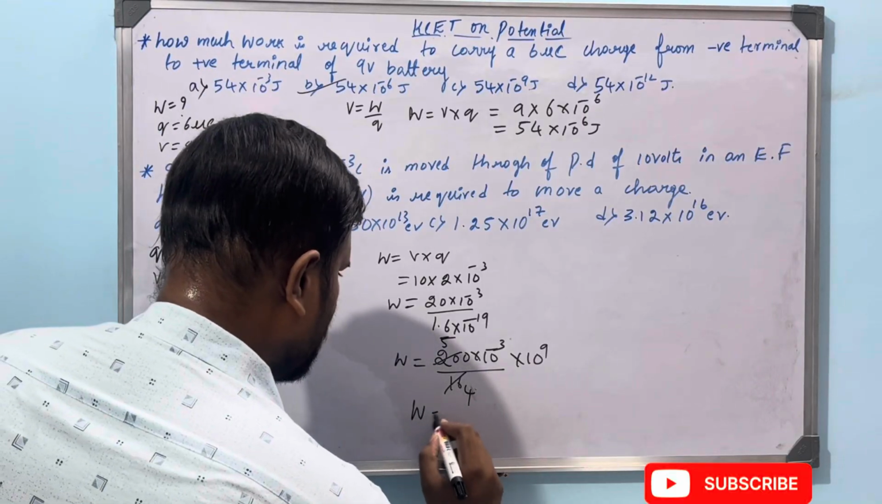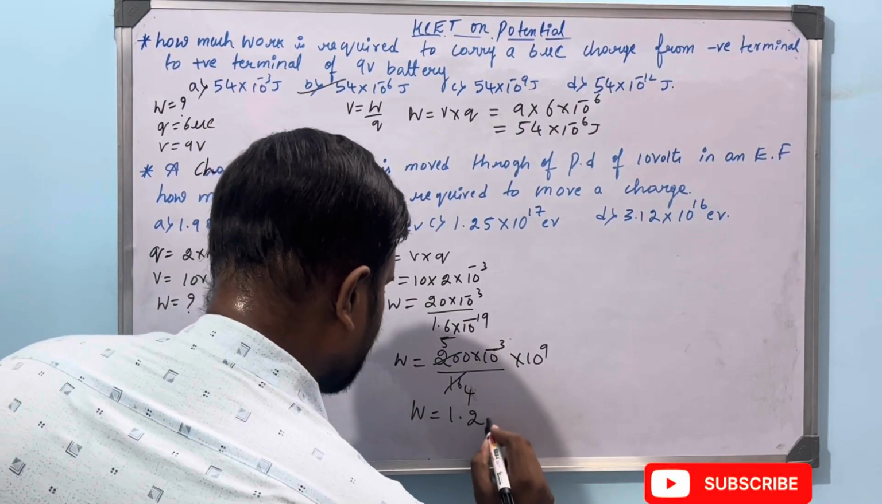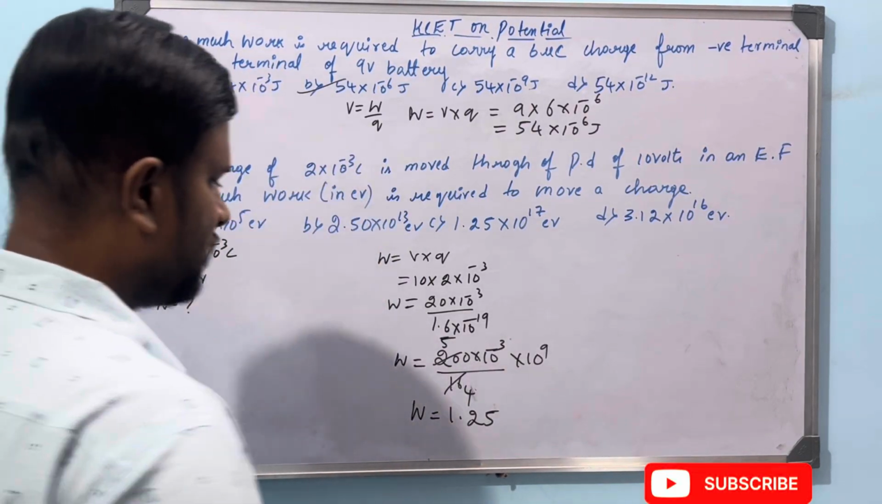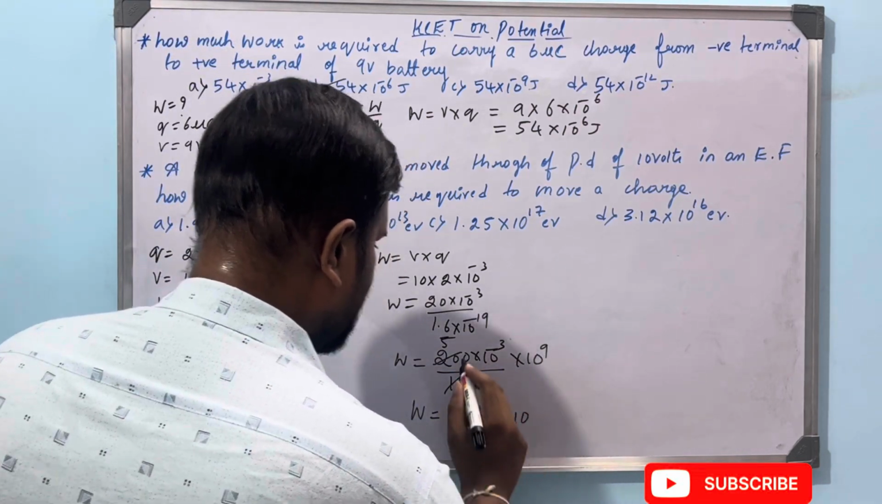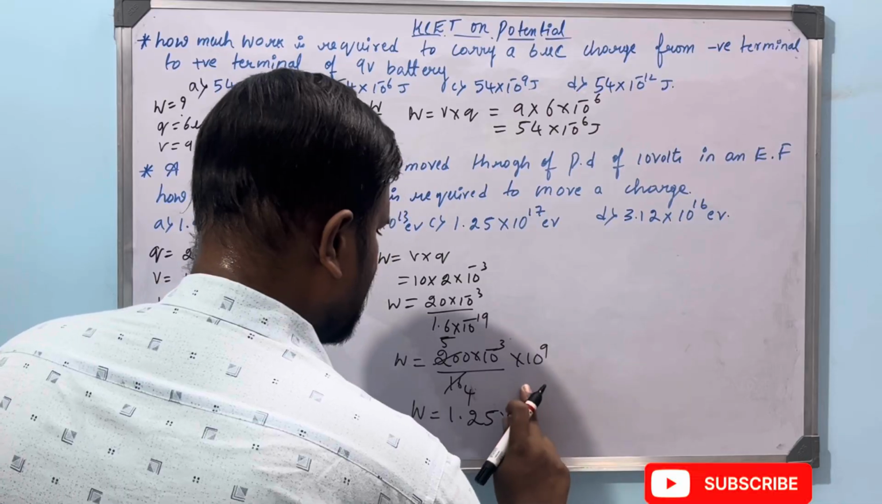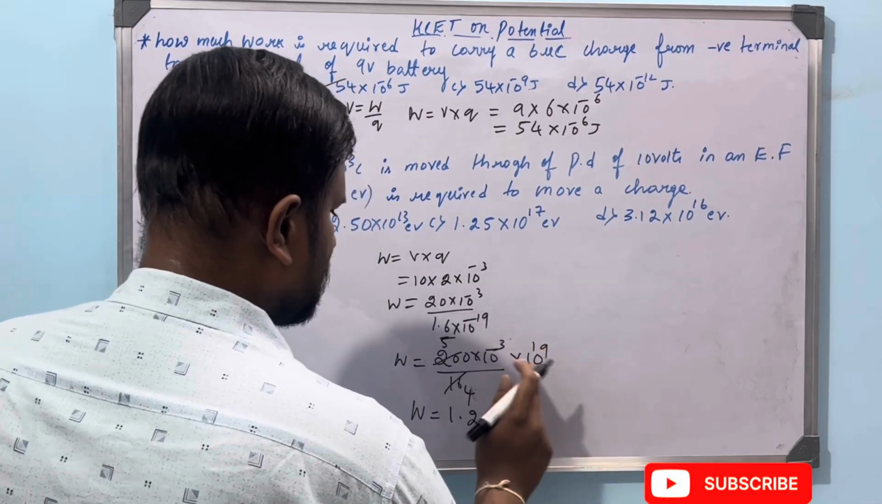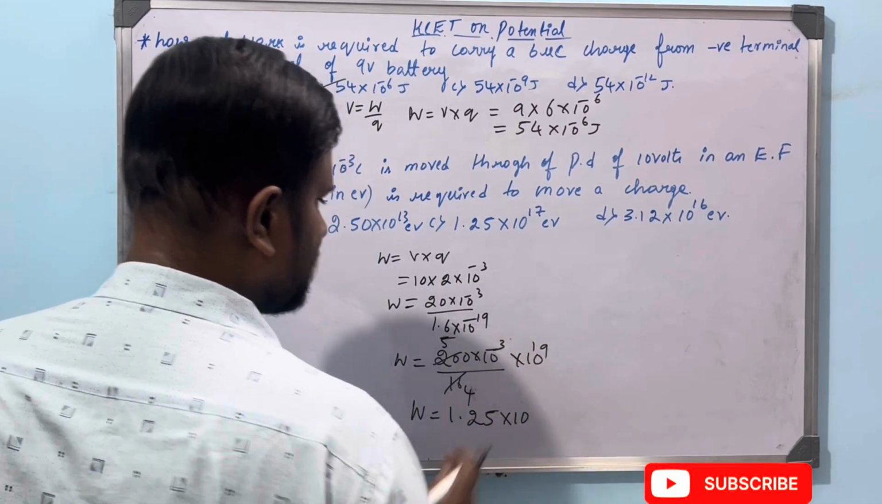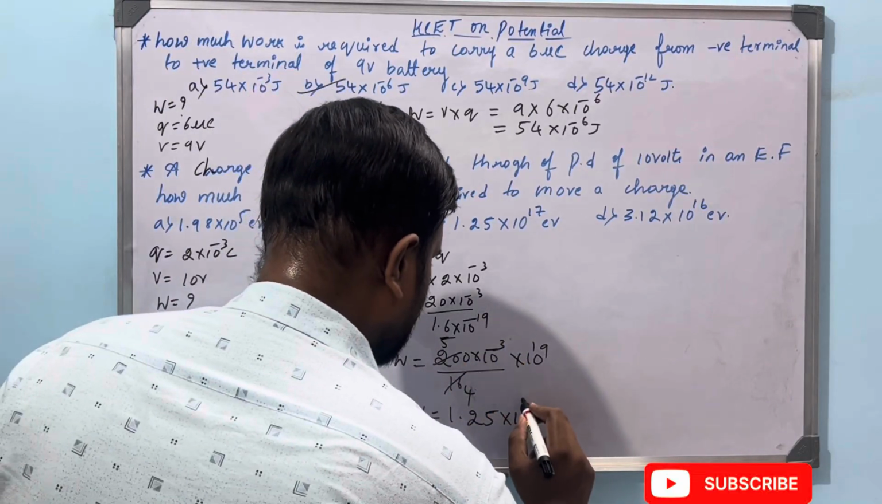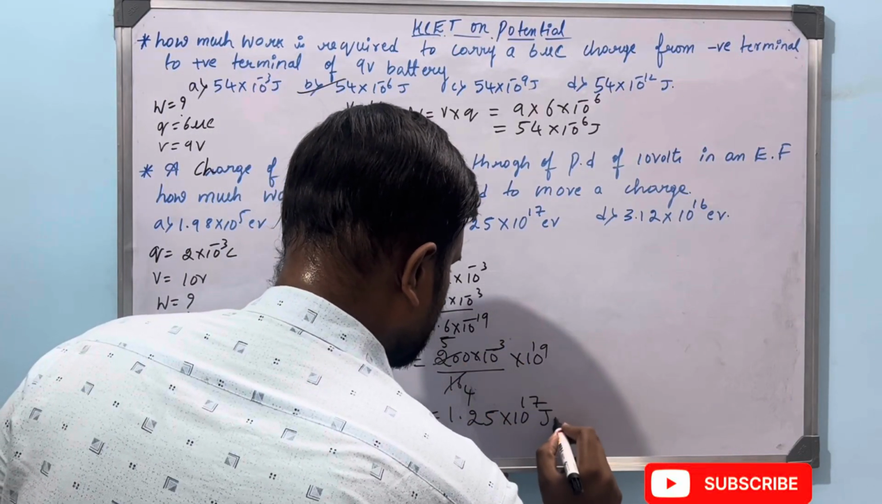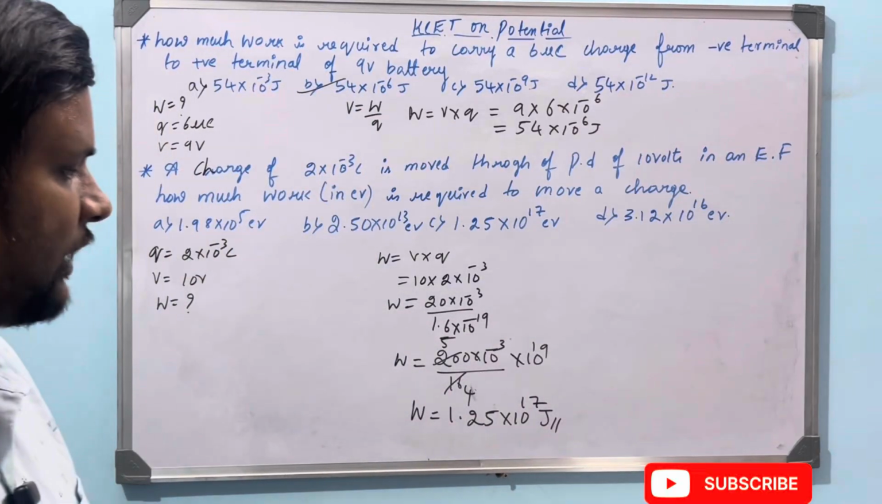So W is equal to, here 5 by 4 means 1.25. You need to remember this one. 5 by 4 means 1.25 into 10 to the power of 1, sorry, this one is 19. So 10 to the power of 1 plus 19 means 20. So 20 minus 3, it will become 17 joule. So this is the required solution.